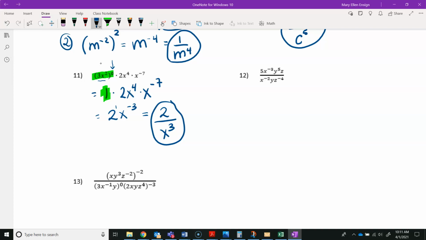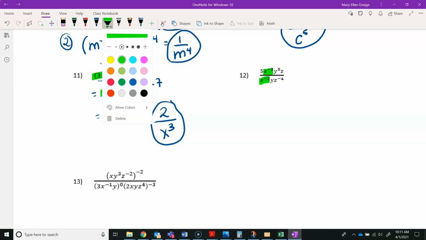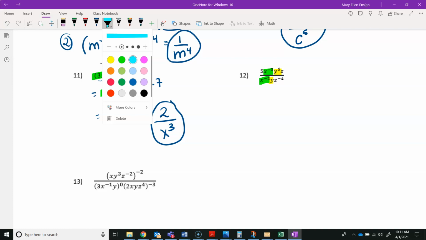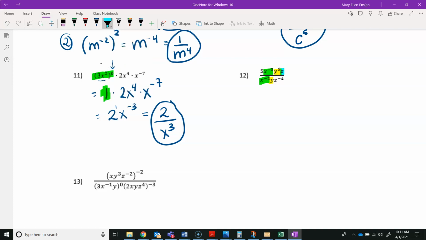So I have some quotient rule going on here, right? I have x and x, top and bottom. And then I have y and y. And I have z and z, right? None of those variables have two expressions on the same part of the fraction, so I can't use my product rule, but I can use the quotient rule. So I'm going to just bring down my 5. 5 is being divided by 1 in essence, right?